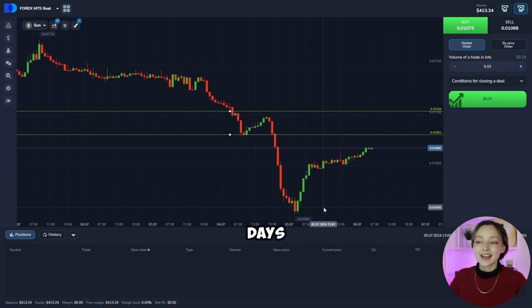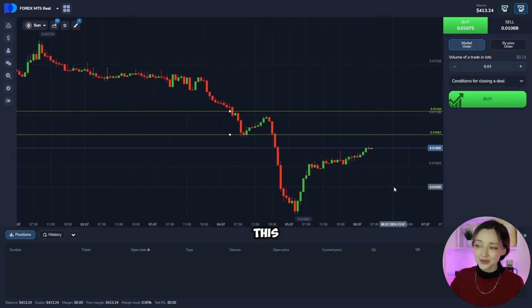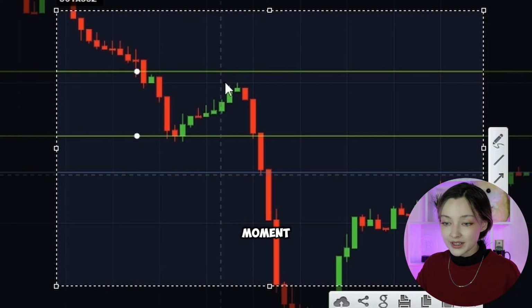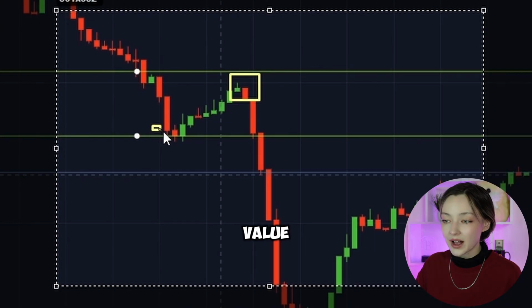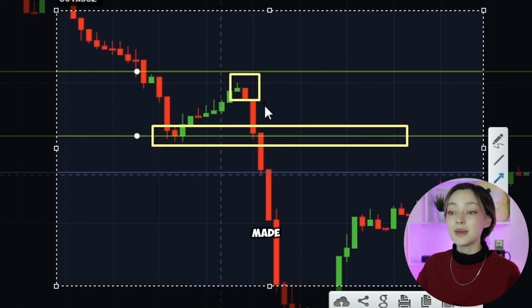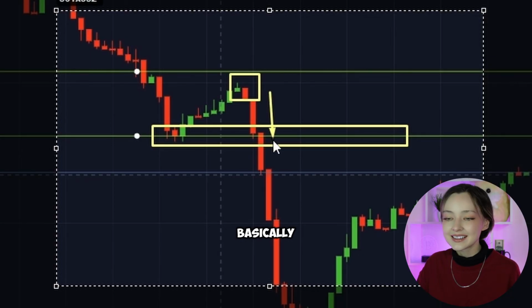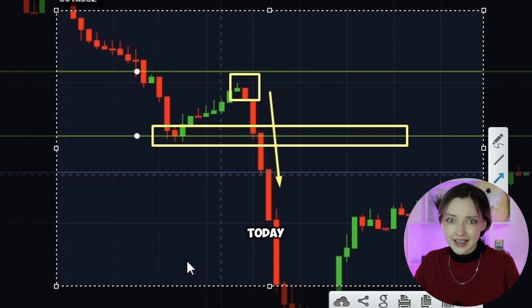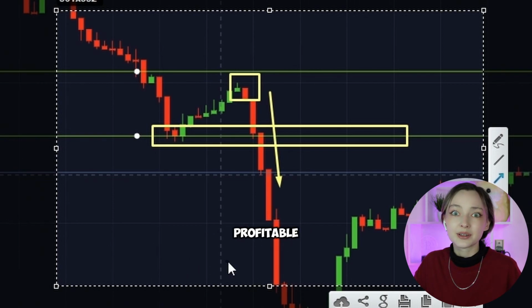So it's been a few days. I already forgot about this trade, but I'll show the results to you guys anyway. So as you can see, our deal successfully closed at the take profit line. We opened the position at this moment. Our take profit was at this successive low value. As soon as we made this deal, the price rapidly started falling. Basically, this take profit was unnecessary. Had I opened the chart today, the deal would have been profitable anyway.